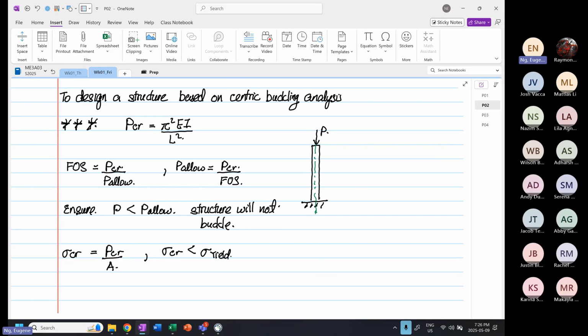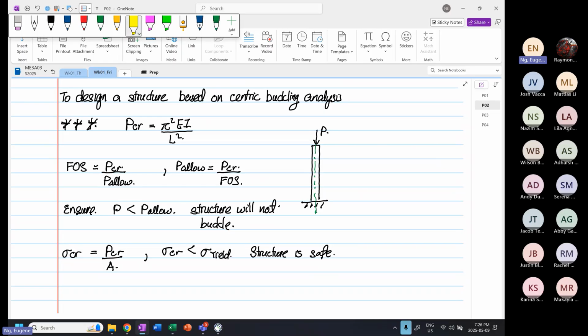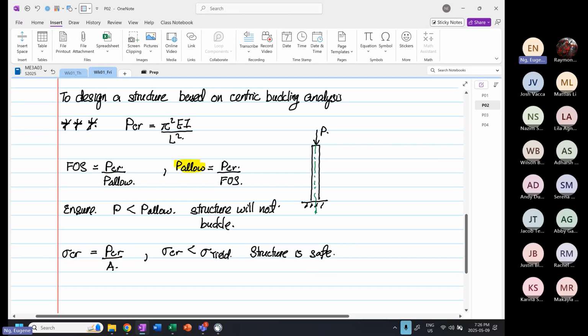You have to do this. This is to ensure the structure is safe. Okay. Now, what is so confusing about this? Okay. Over here, we calculate P allowable. And we have to ensure that the applied P, or the P that you see over there, is less than P allowable.